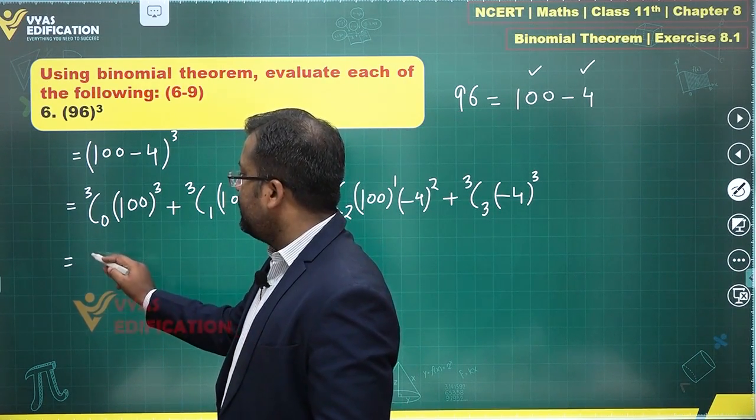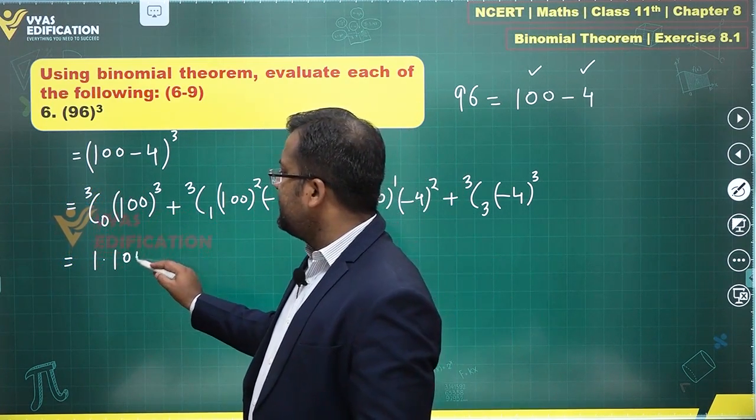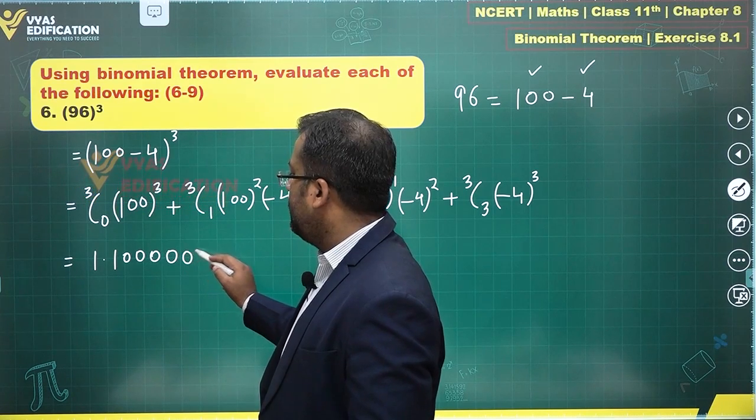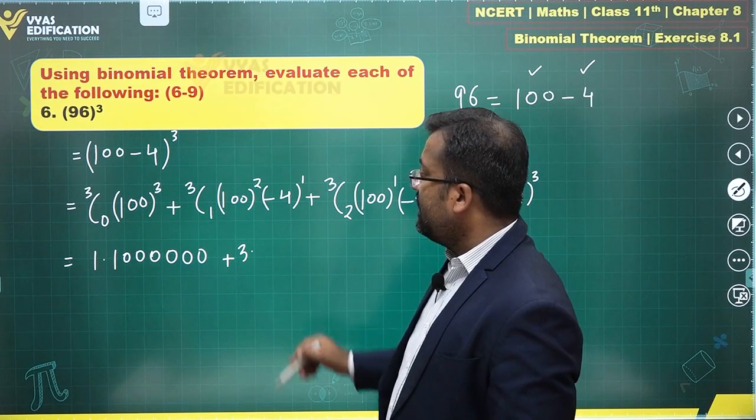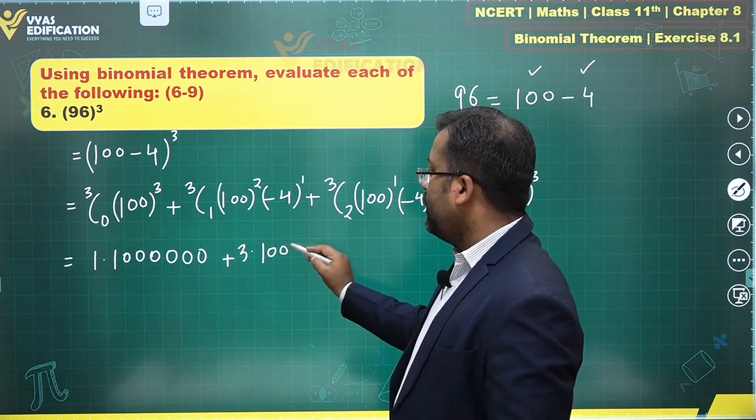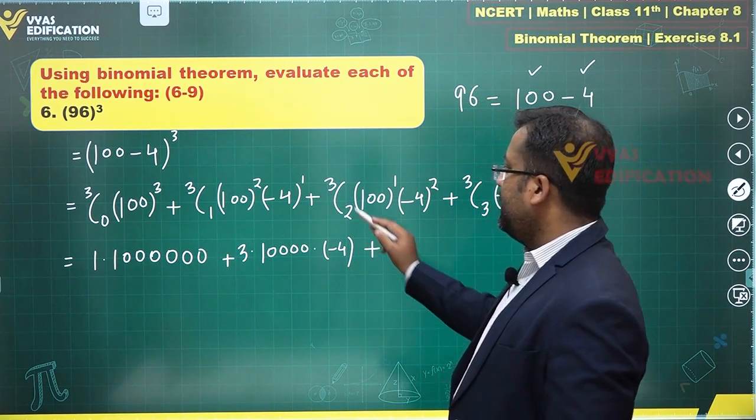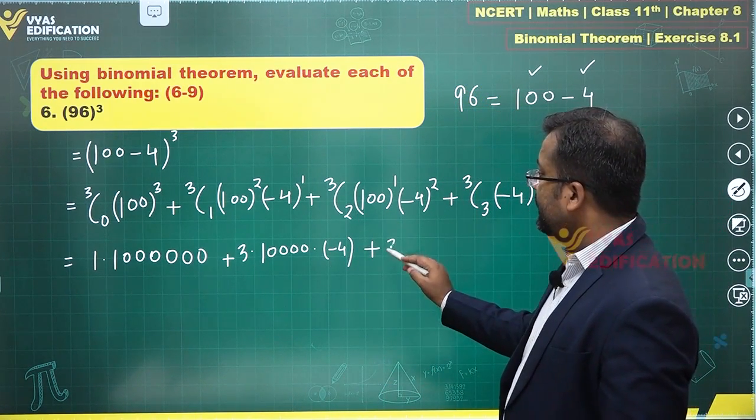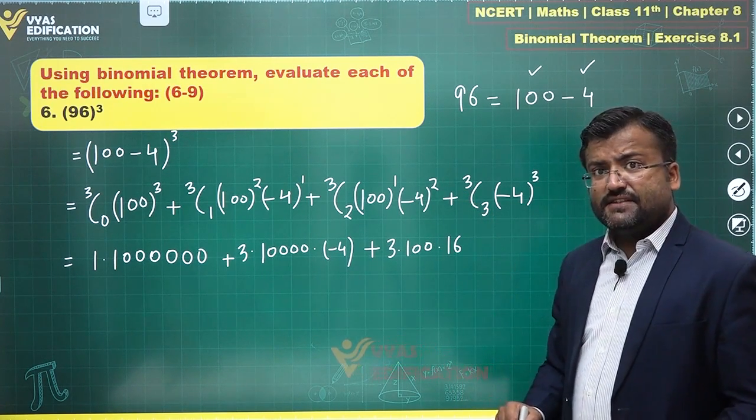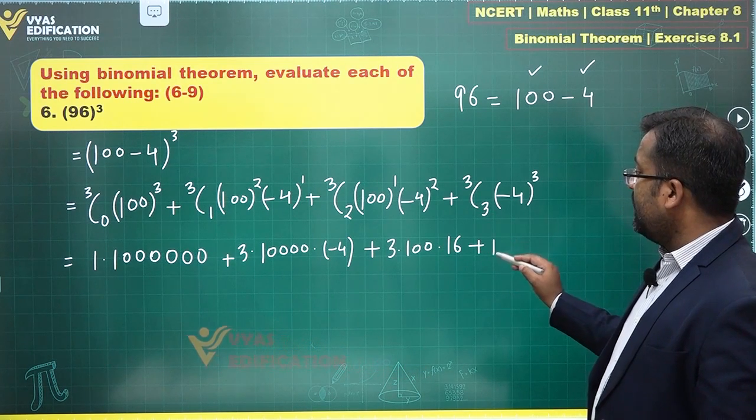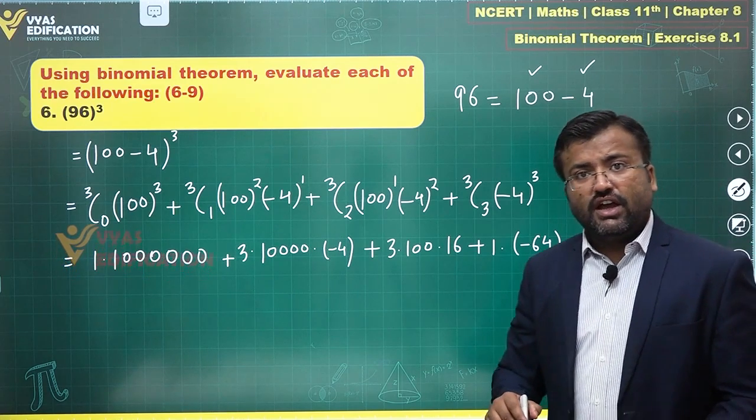This is 3c0, which is 1. This is 100 power 3, which is 1 followed by 6 zeros. This is 3, which is okay. This is 100 square, which is 1 followed by 4 zeros, and you have a minus 4 in the product. Plus 3c2 is again 3 times 100 times minus 4 square, which is 16. What is 3c3? This is 1. And what is minus 4 cube? This is minus 64. That's what you have.